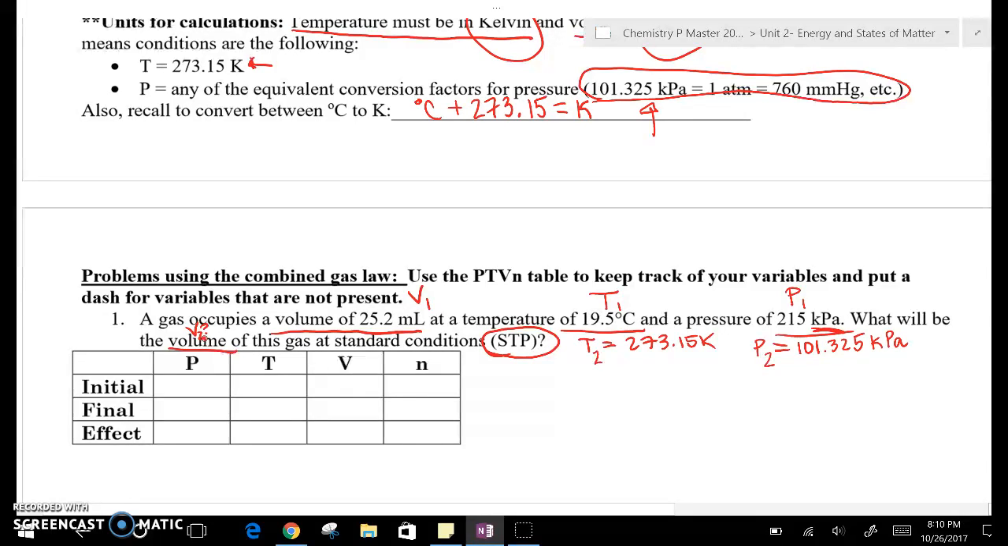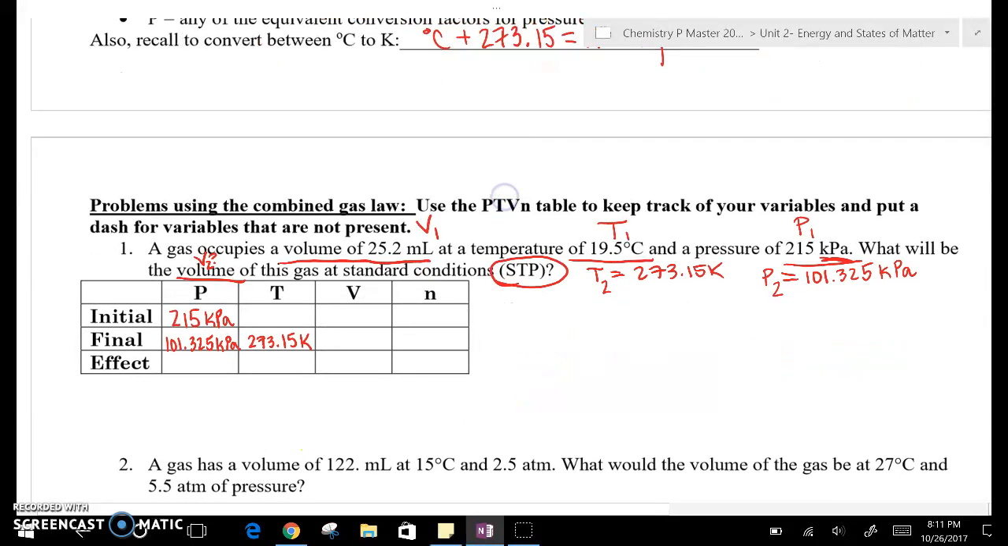So our initial pressure, we have one, it's 215 kPa. Our final, we have that as well. It's 101.325 kPa. And again, I chose kPa so that our units would match and I would not have to do any conversions. Now, our final temperature, we know is 273.15 K. But now we run into a problem. Our temperature is initially in degrees Celsius. So in that case, I need to do a quick math conversion. I'm going to take 19.5 degrees Celsius plus 273.15, and that's going to give me my Kelvin.